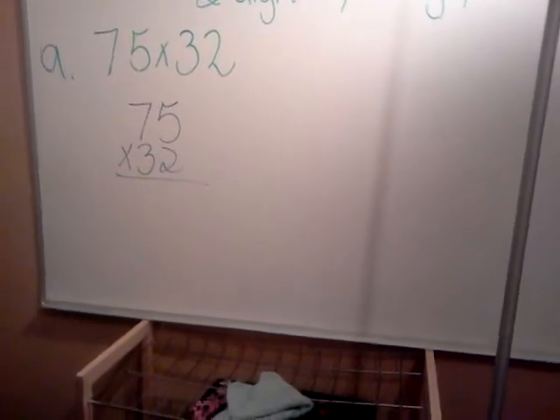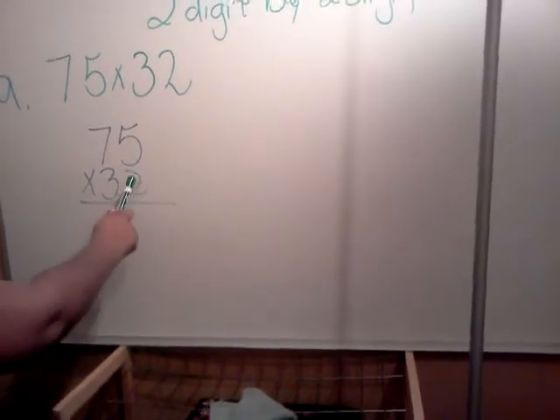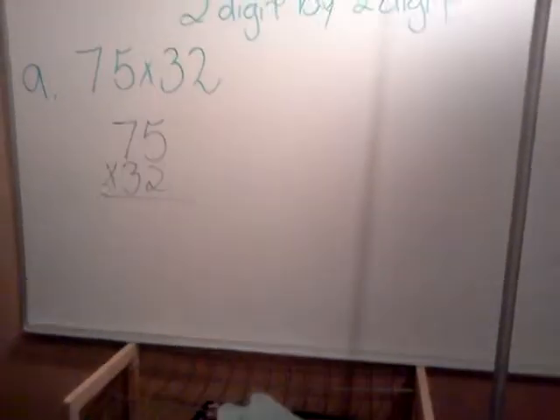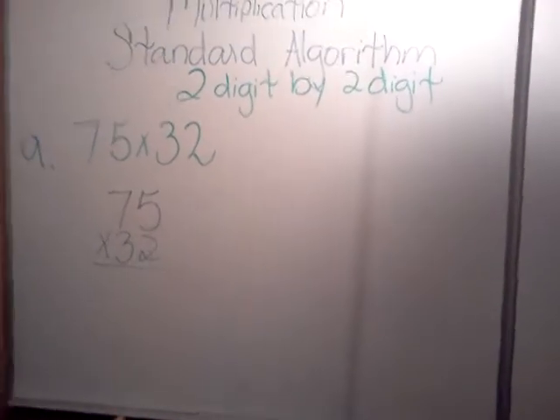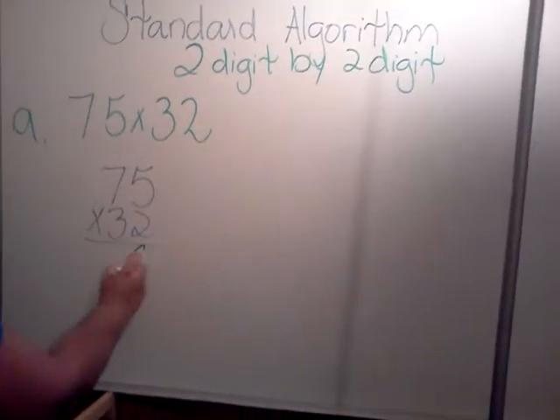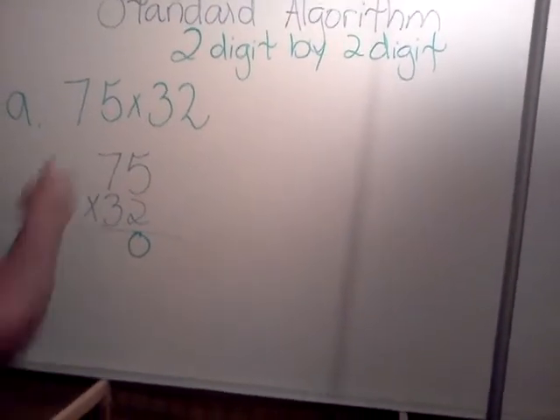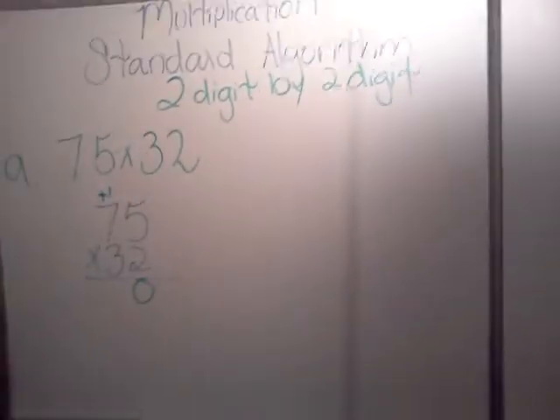Okay, what two numbers are we going to multiply together first? Well, hopefully you said 2 and 5, because that's the ones times the ones. So 2 times 5 equals 10. How do we write it? We're going to put our 0 under the ones place, and regroup our 1 to the tens place.